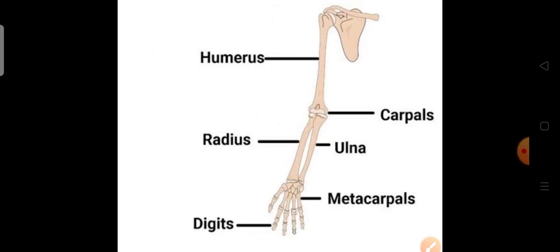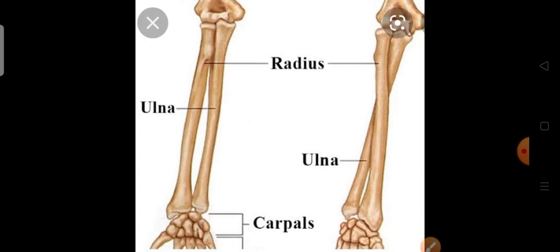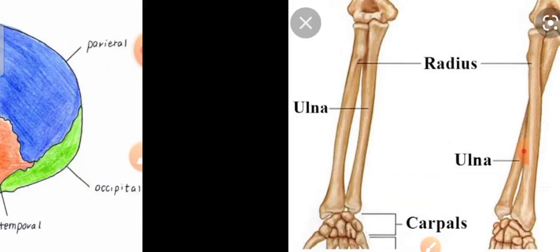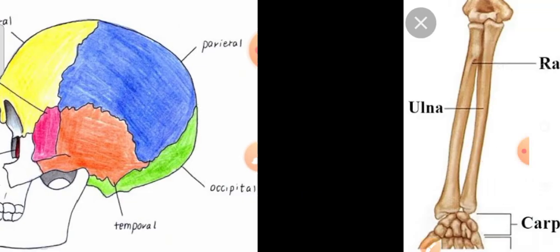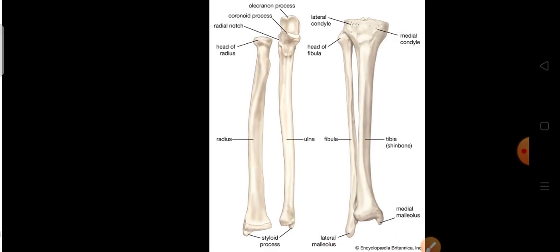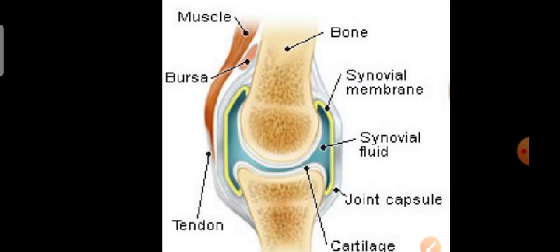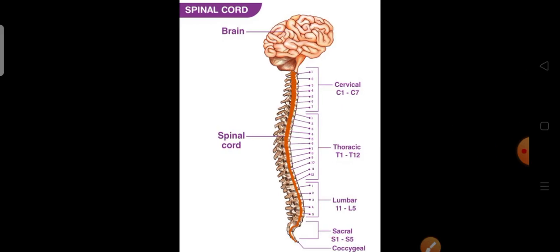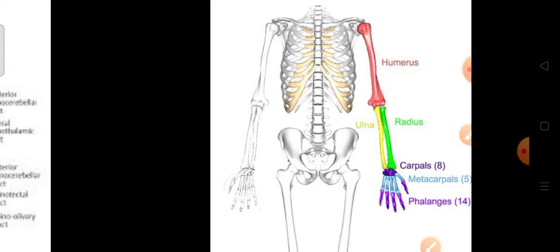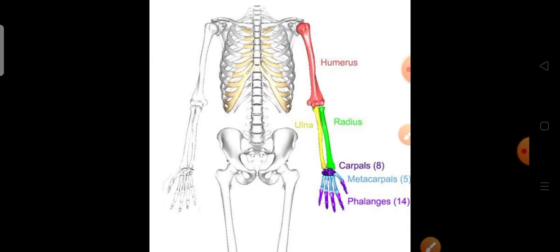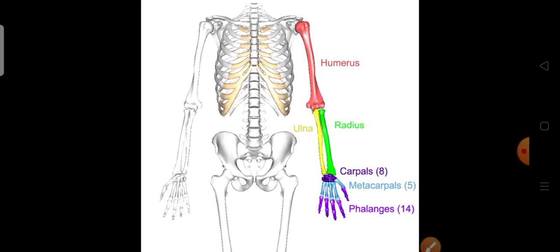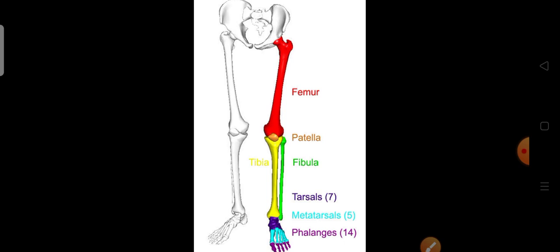Okay, this is the humerus, carpals, digits. Each one we can also call digits. Radius, ulna. So these are some of the pictures of the third unit, pictures related to our content. Carpals, metacarpals, phalanges, tarsus, metatarsus, phalanges.